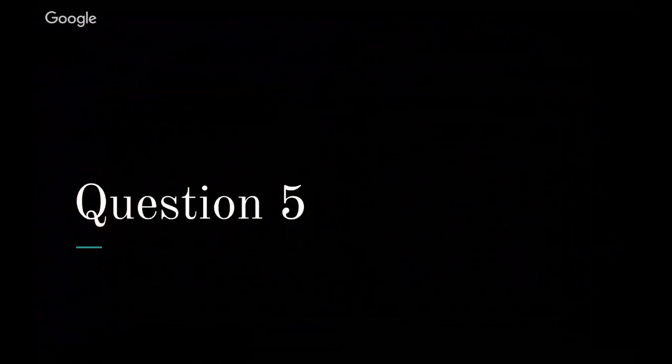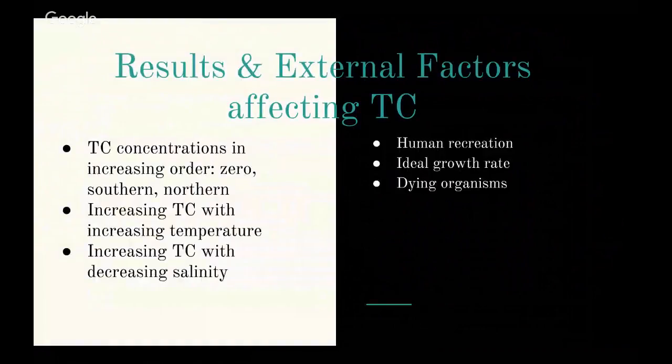Now for question 5, was this video presentation and also to sum up our results and the external factors affecting the TC concentrations. In essence, we found that the TC concentrations were smallest at the 0 station, and then bigger at the southern, and largest at the northern stations.